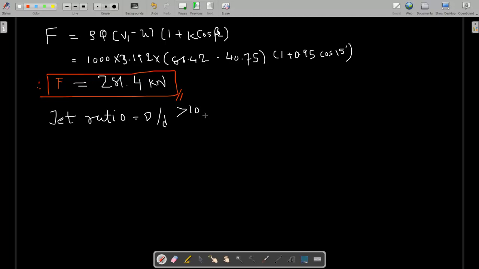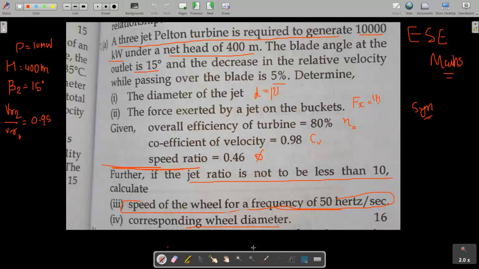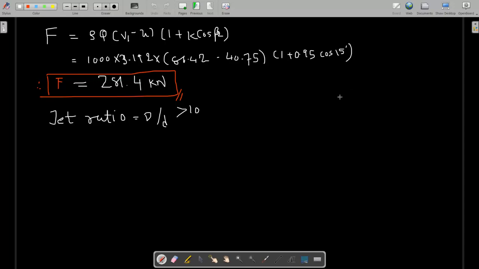But the second condition which limits the upper limit of the runner is the synchronous speed. Here the frequency is given, 50 hertz. So before that, first find out the diameter by our equation that we know, pi D N by 60. But here D is unknown and N is unknown, so we can use the jet ratio D by d is 10, the minimum. So we are designing on minimum base.